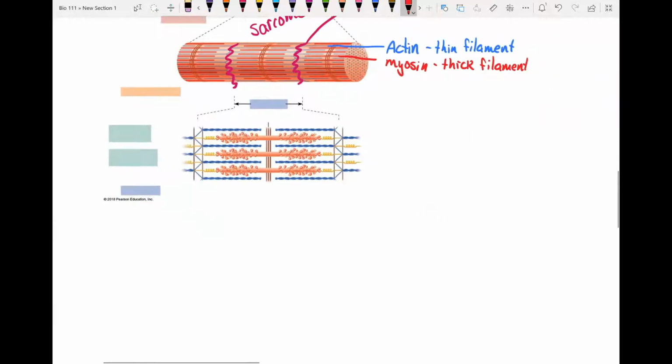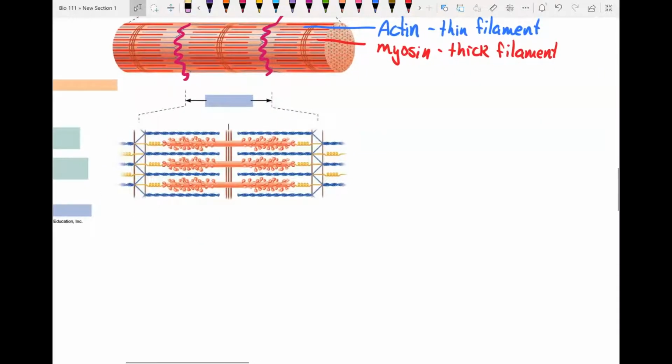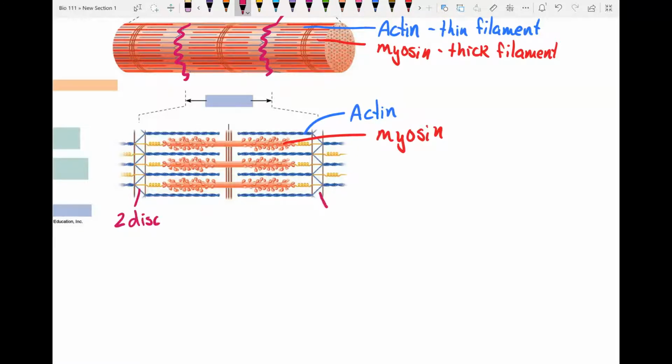Okay, so now this picture down below is an up close. So now we're looking even more up close. Here you can see, here again is the actin. Here is the myosin. And this is a Z disc. Here's another Z disc. So you have Z discs on the ends. Okay, then there's a structure in the middle here called the M line.